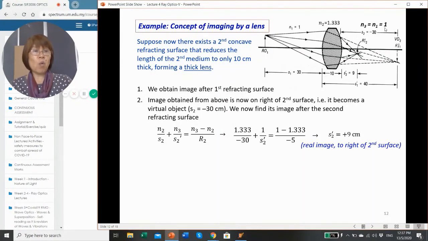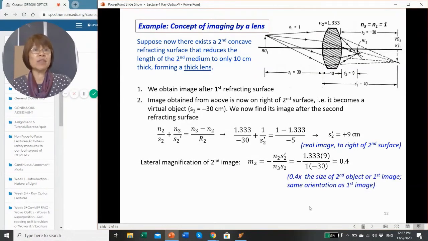So plus 1 divided by s2 prime equals 1 minus 1.333 divided by r2. If you look at this surface, it has the same radius of curvature, except that the center of curvature is on this side. So the radius now has a negative value, -5. From this equation, you'll find that s2 prime works out to be 9 cm and is positive. Which means the second image is real, and it's on the right side of this refracting surface, which is actually here.